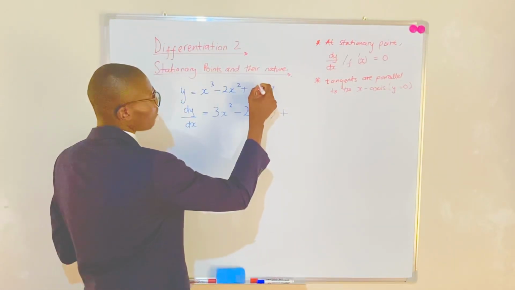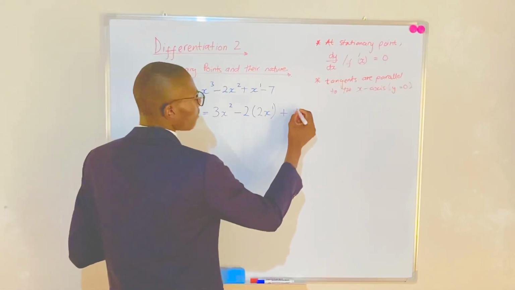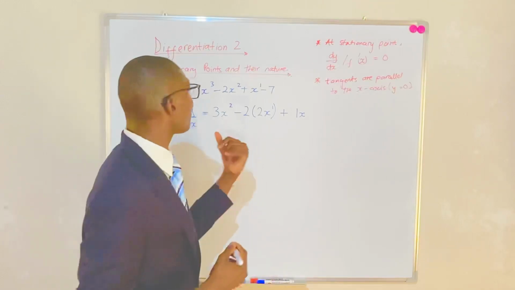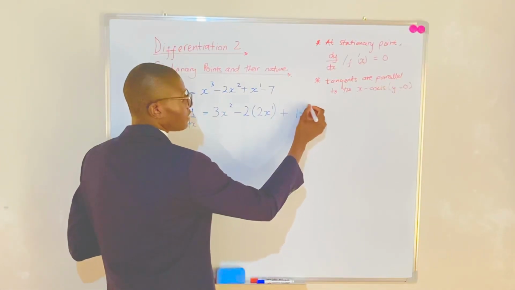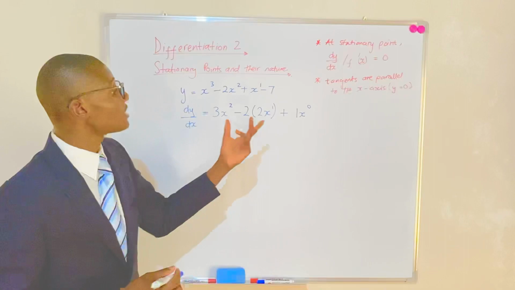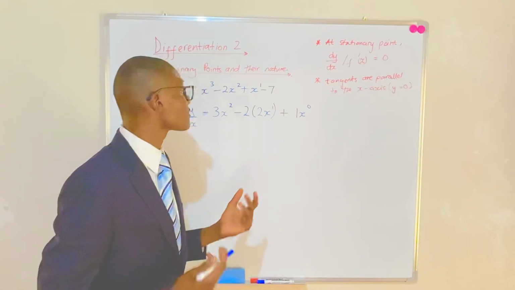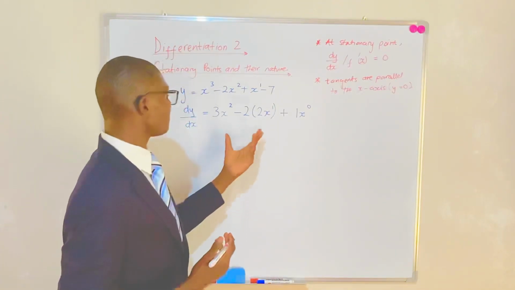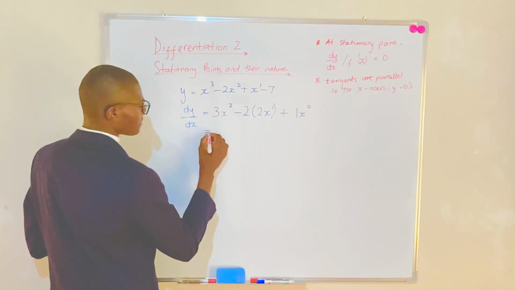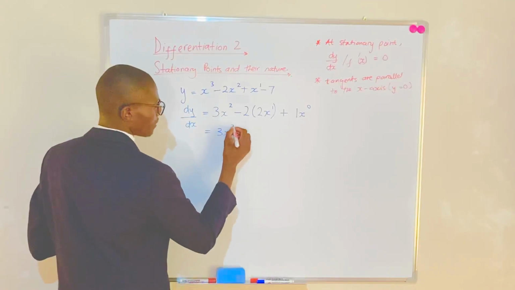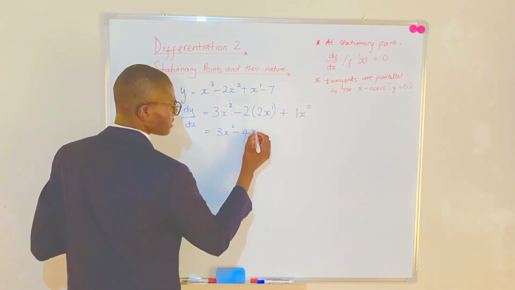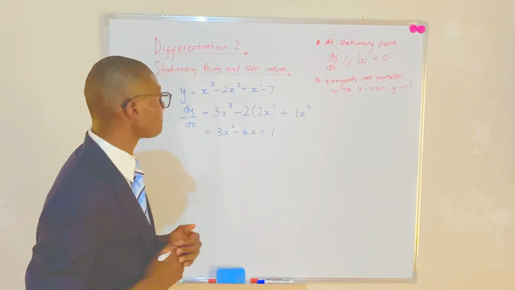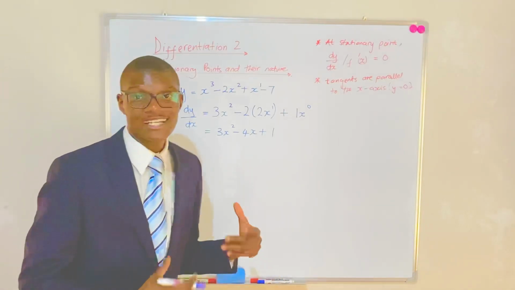This is x to the power of 1. So we are dropping the power 1, multiplying by x, then subtracting 1 from the power of the 1 that is already there to get a 0. And the derivative of 7 is a constant, so we know we simply get a 0. So now let's proceed to simplify this. This will give us 3x squared minus 4x plus 1, because we know x to the power of 0 is just 1. So now this is the gradient function.